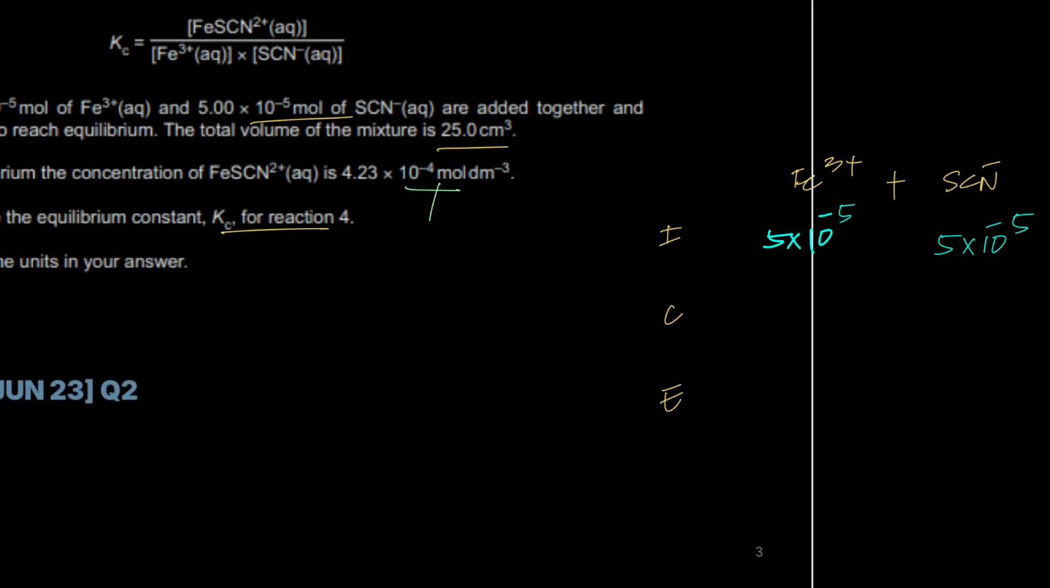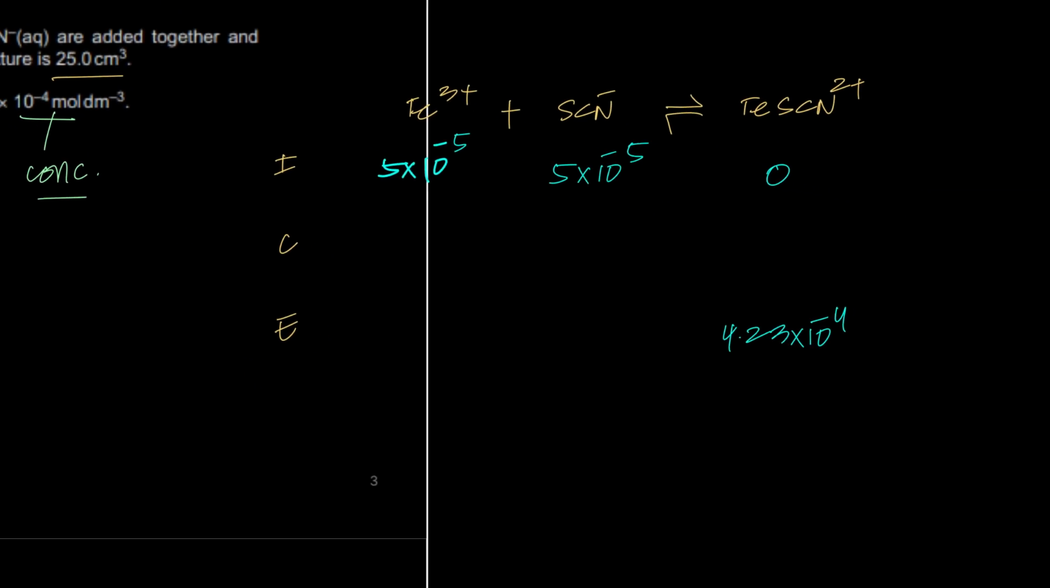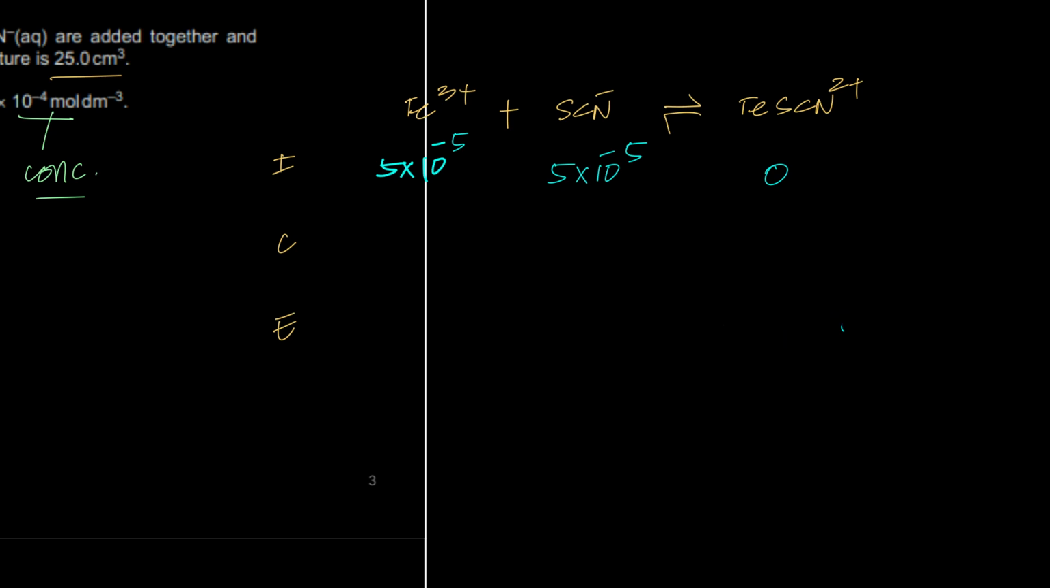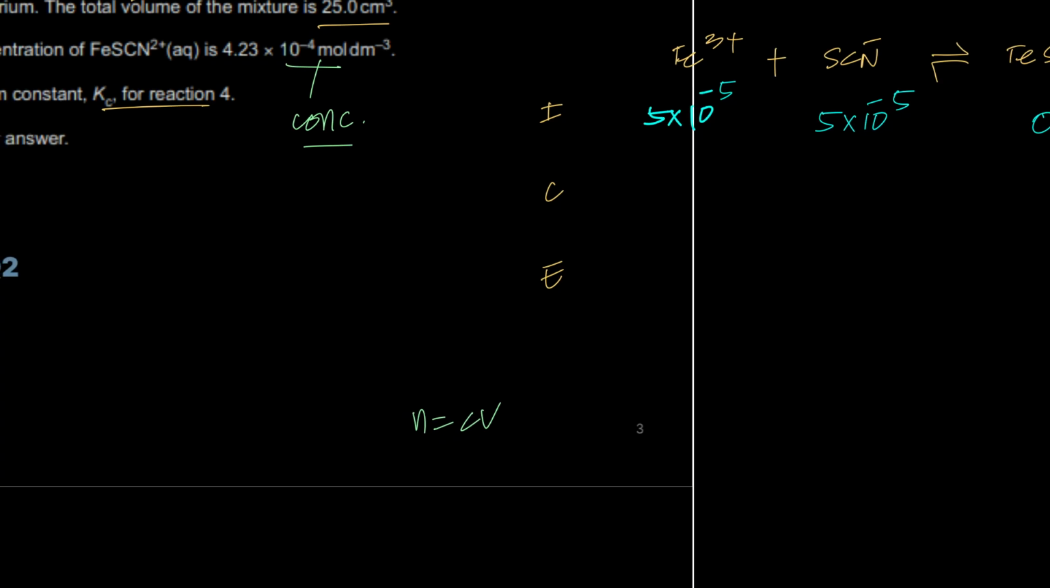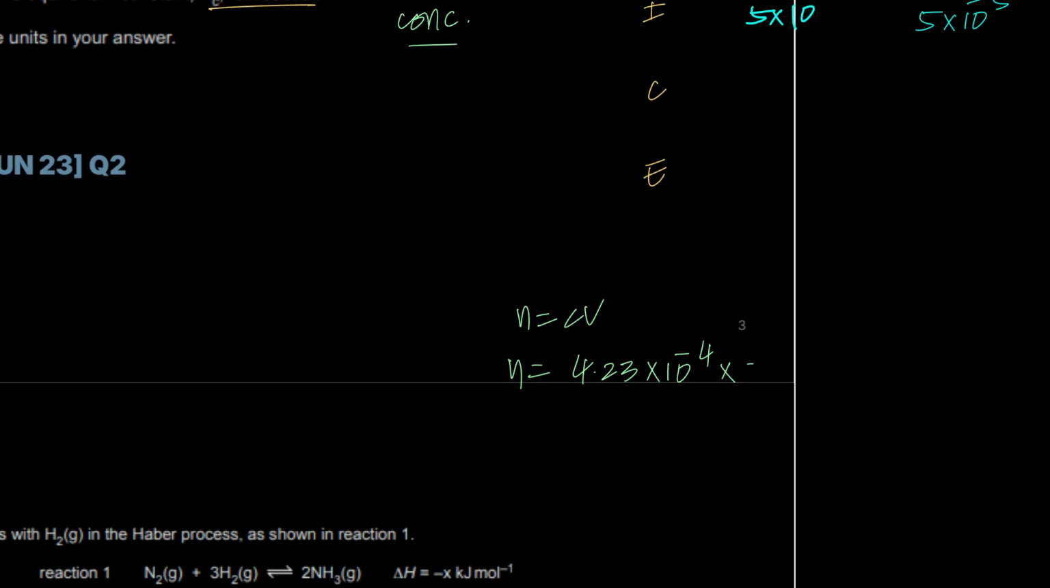Because he's giving you concentration. Please understand, this is concentration, and for our ice tables, I need the moles at equilibrium. So this is concentration. I need moles at equilibrium. How can I go from concentration to moles? This is the only thing now that the examiner is doing, which is pathetic, frankly speaking. Make good questions, instead of testing psychology here. So moles, concentration is 4.23 into 10 to the power minus 4. Those who quickly read the question and don't see the units with it, you are cooked, guys. So 4.23 into 10 to the power minus 4 times volume. He's given me the volume of the mixture, 25 cm cube, convert it into dm cube. That's the only thing he's testing me on. Pathetic.